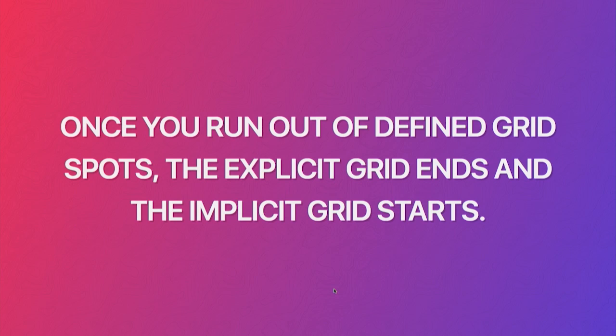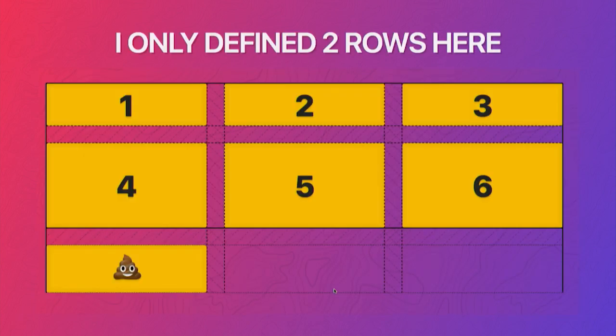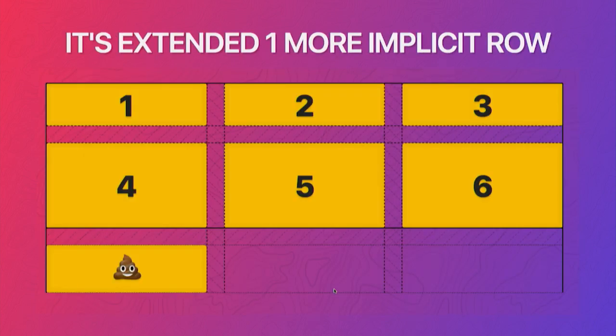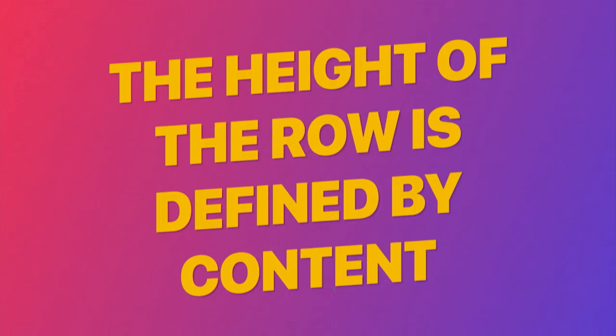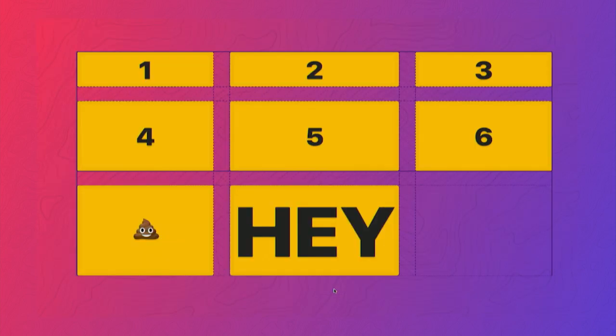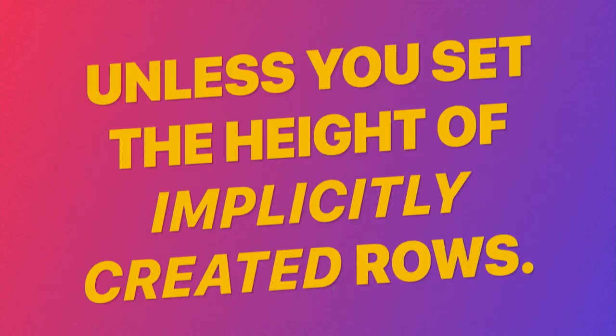Like I said, once you run out of defined grid spots, the explicit grid ends and the implicit grid starts. Here I've only defined 2 rows, and it's extended 1 more row in the implicit grid. The height of the row is defined by the content that lives inside of it. So if I have one really big item, the entire row is going to get taller, because it's a row. It's going to stretch to fit the biggest item that's in that row.